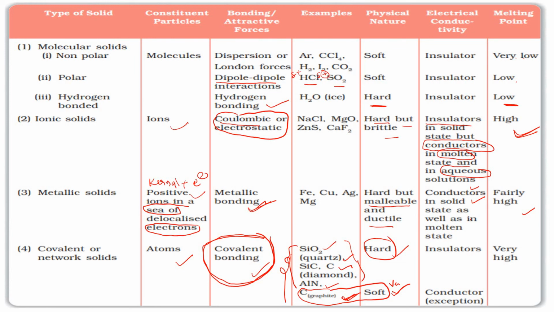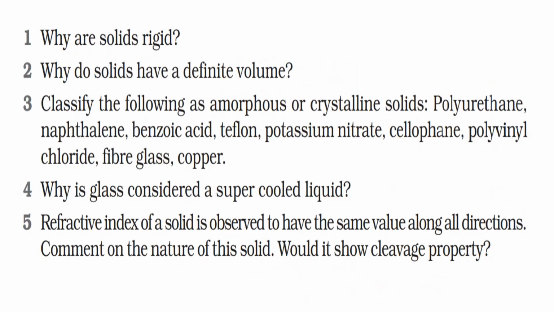Now, all covalent network solids are insulators. They do not conduct except graphite. Graphite conducts electricity because of free electrons. So the exception in covalent network solids is graphite, a very good conductor with soft nature. The remaining are insulators, hard in nature, and they have a very high melting point. This is the comparison of all types of solids.